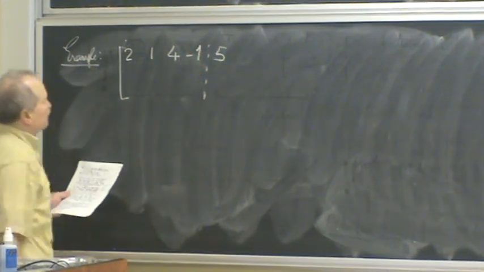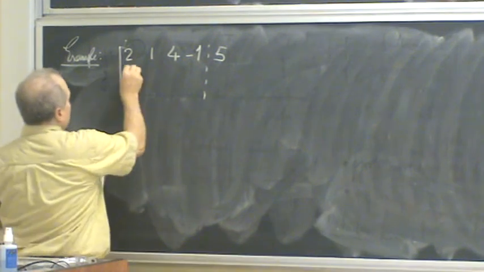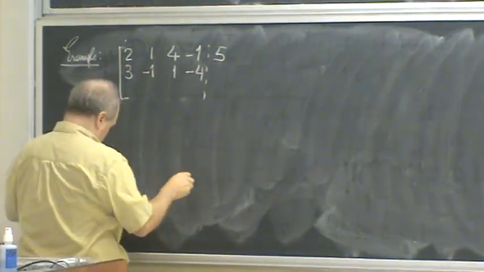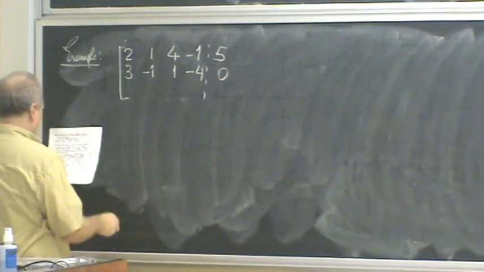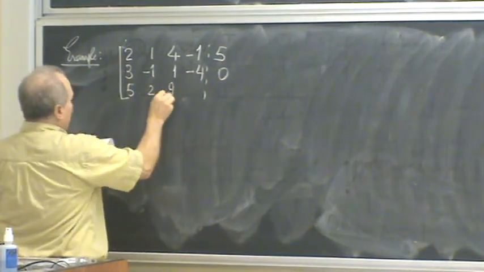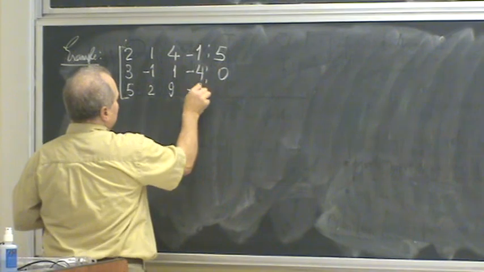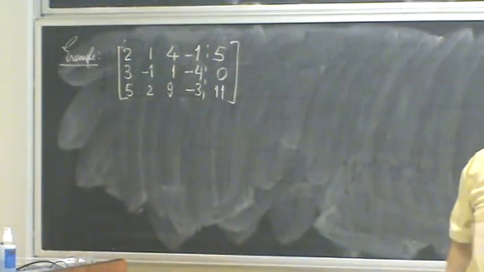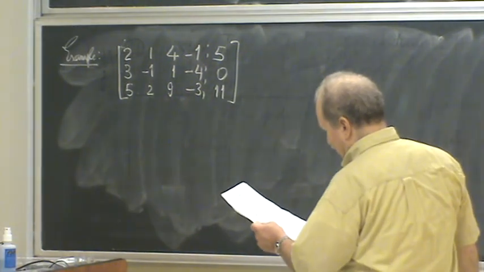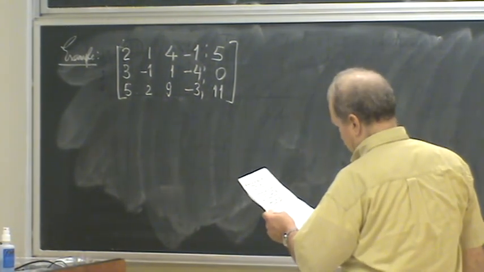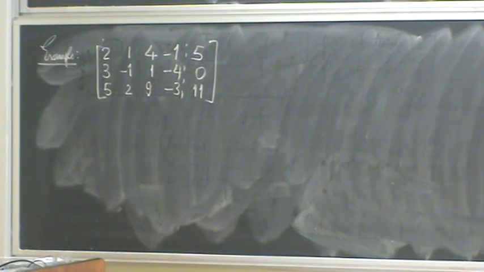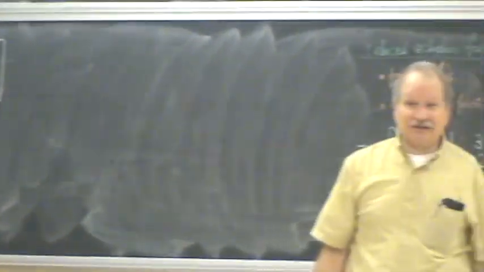So 2, 1, 4, negative 1, 5, 3, negative 1, 1, negative 4, 0, 5, 2, 9, negative 3, 11. Wait, okay. Let's double check that I did not miscopy something. What are you going to do with this? You could cry.